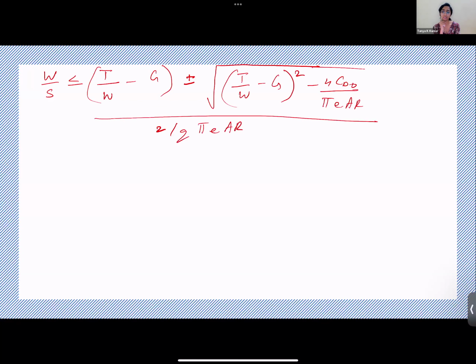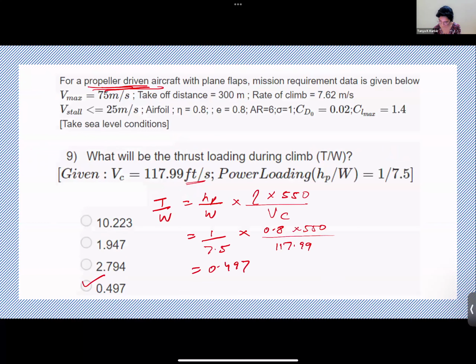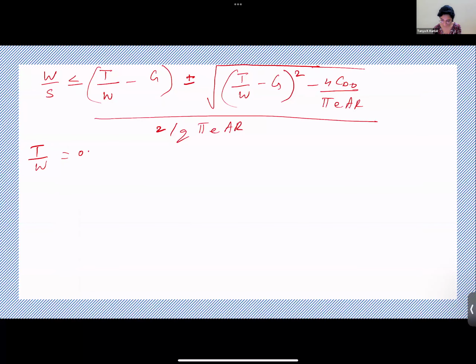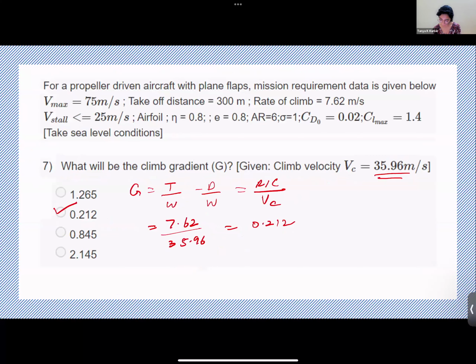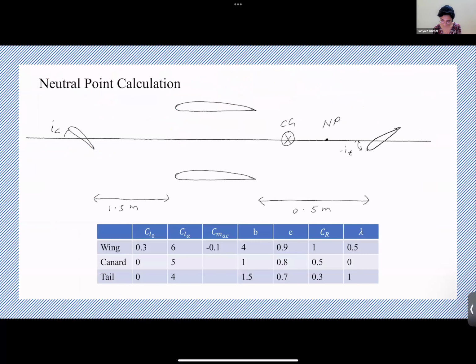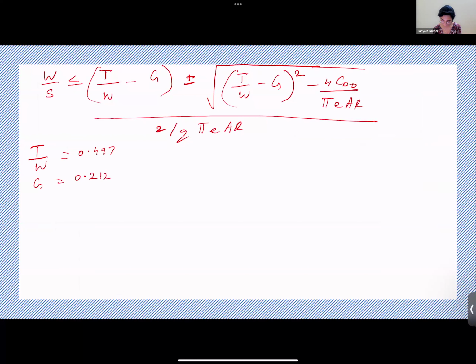Now, all of these terms are given to you in your question. So let's just calculate it one by one. Can you try doing this? Just take a couple of minutes, try doing this, and then we'll solve this. All of these terms are known to us. This thrust loading we have just found in the previous question. So thrust loading was 0.497. G, again we have found, 0.212. So just find out these values and you'll be able to do it.